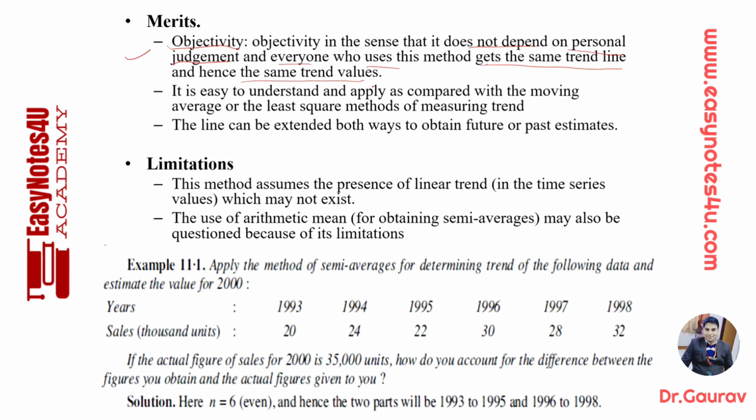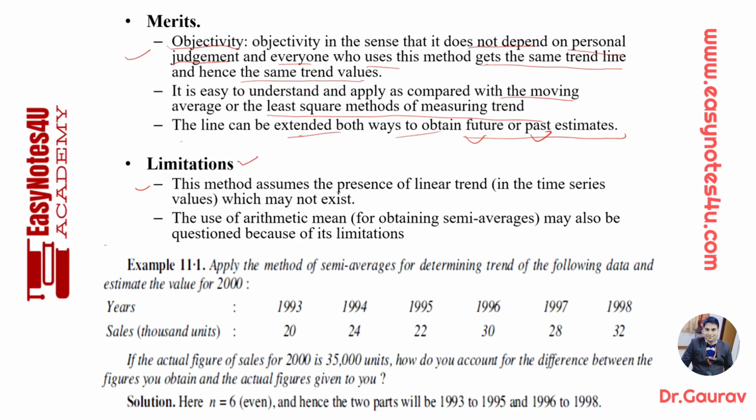It is easy to understand and apply as compared with the moving average or the least square method of measuring trend. So this line can be extended both ways to obtain future or past estimates. From this we can estimate the future as well as the past.